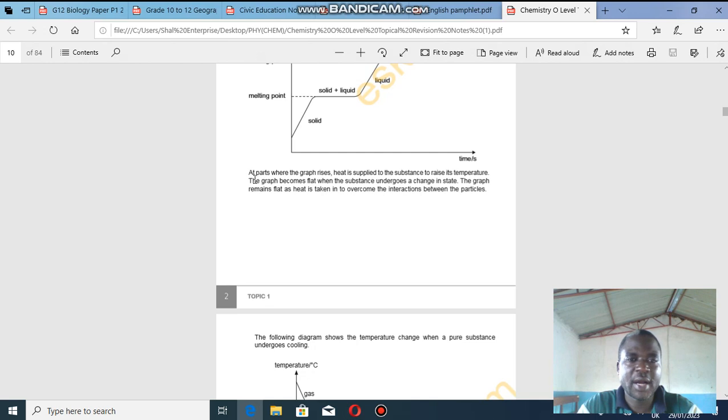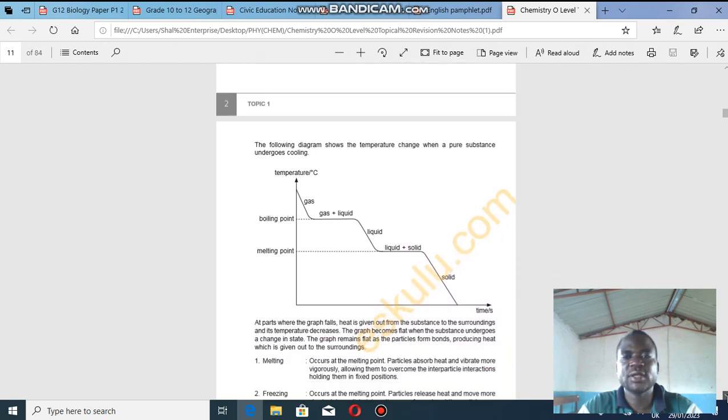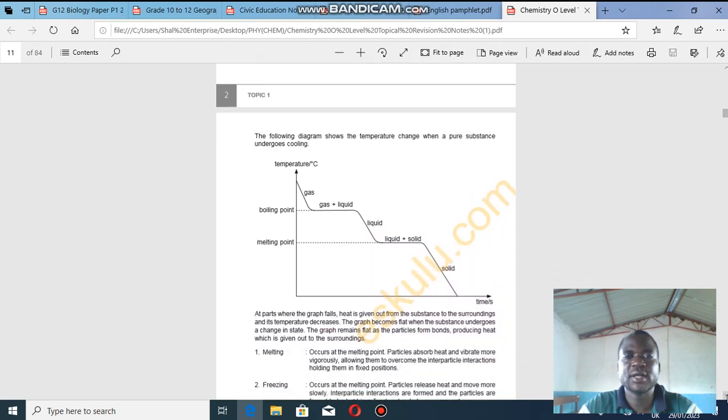So at parts where the graph rises, the heat supplied to the substance raises the temperature. The graph becomes flat when the substance undergoes a change of state. The graph remains flat as heat is taken to overcome the interaction between the particles. I've explained this part. So the following diagram shows the temperature changes when a pure substance undergoes cooling.